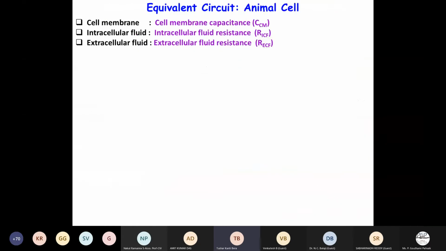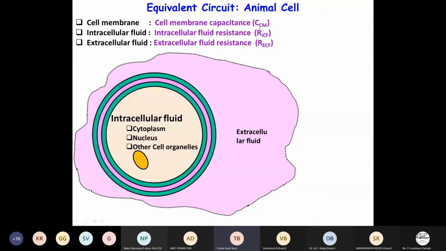So each cell will have its own capacitance called cell membrane capacitance, denoted by CCM. There will be some other ionic solution, salt solution, like resistance created by intracellular fluid. Intracellular fluid is what is enclosed within the cell membrane, and extracellular fluid is what is there in between two cells or other cells. So this is intracellular fluid, and this is extracellular fluid. Within this extracellular fluid, all the cells will be suspended in a 3D array, and the tissue will be developed.